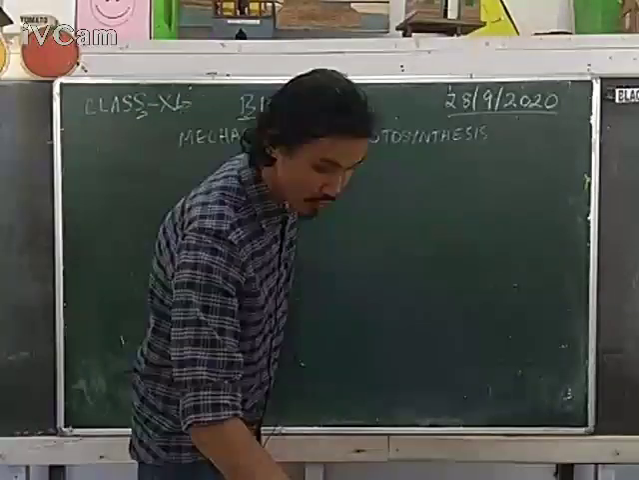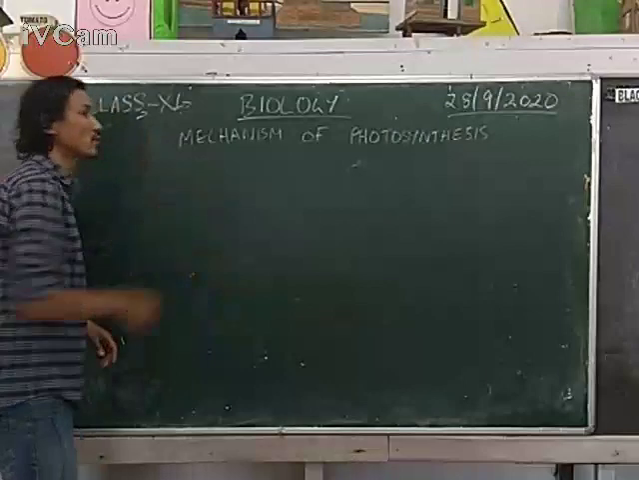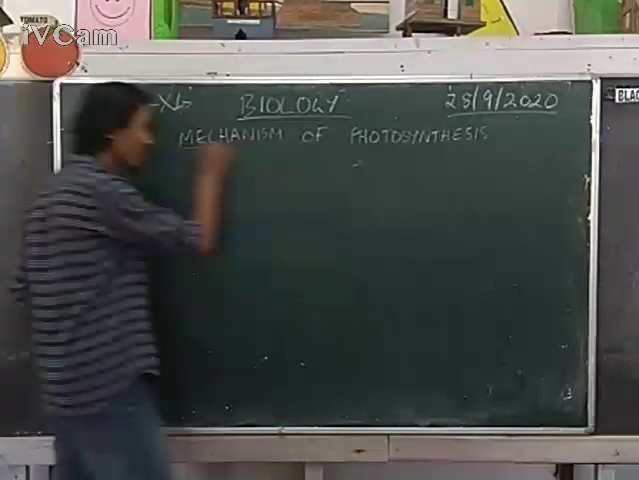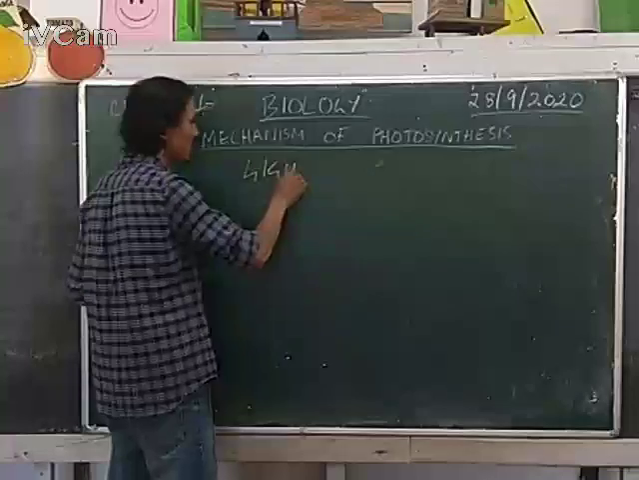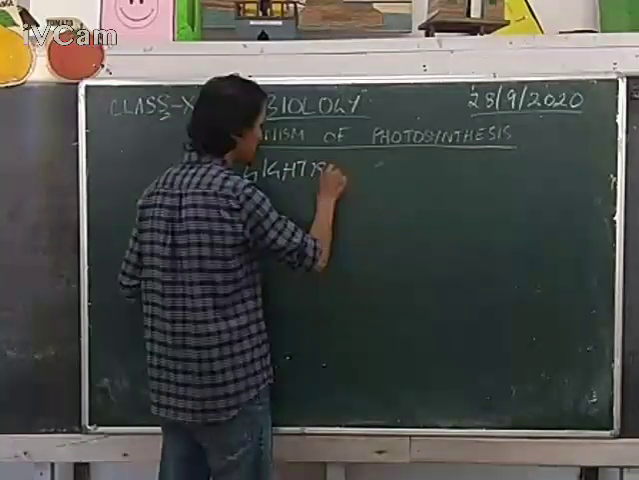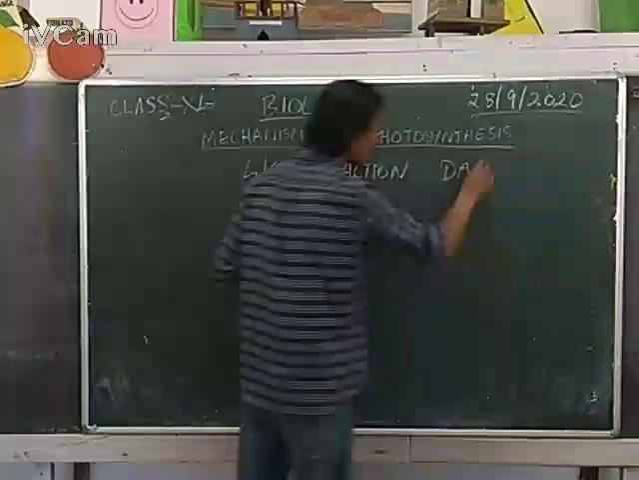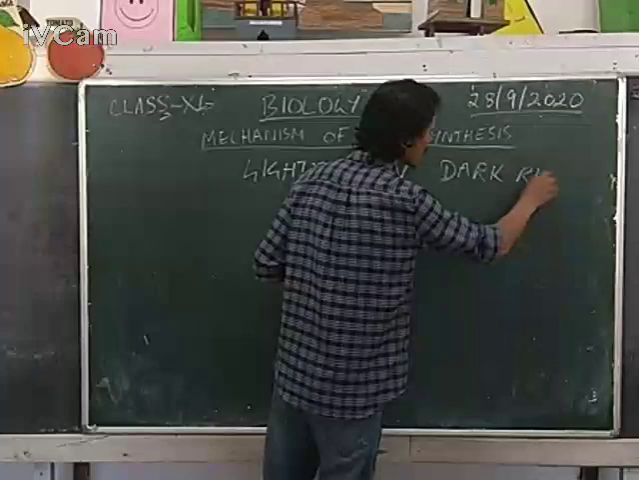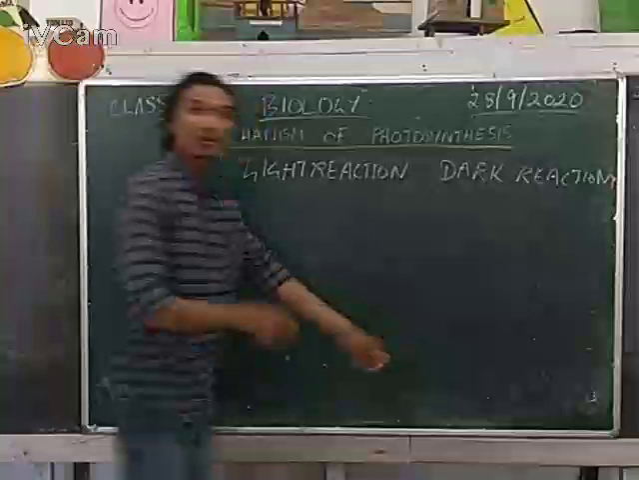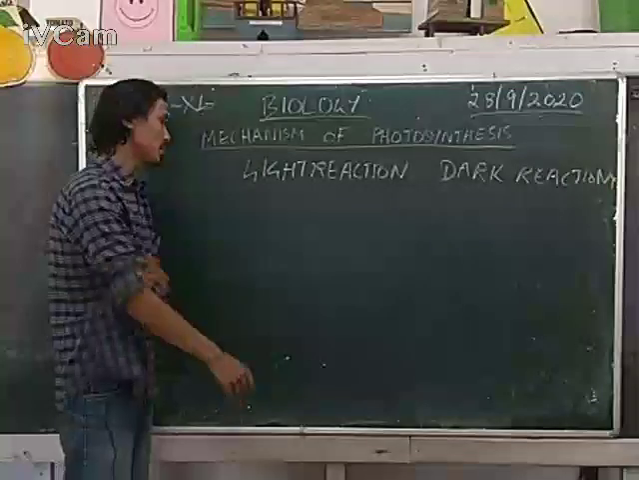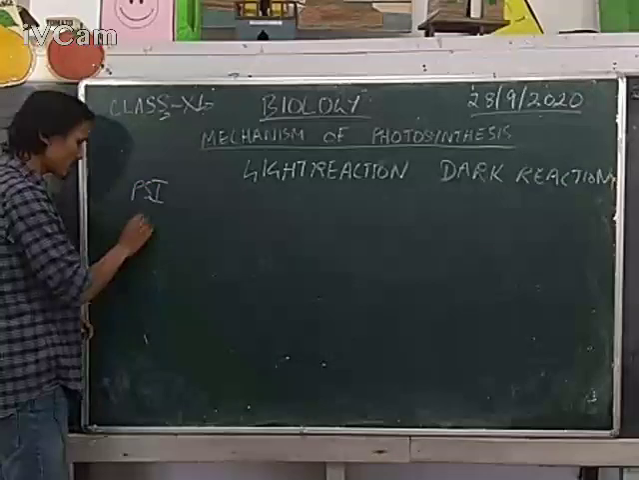So today we are going to continue with last time's portion, that is photosynthesis. We are going to concentrate on the mechanism of photosynthesis. When we talk about the mechanism of photosynthesis, you have already learned in your lower classes that photosynthesis can be completed in two reactions, light reaction and dark reaction.